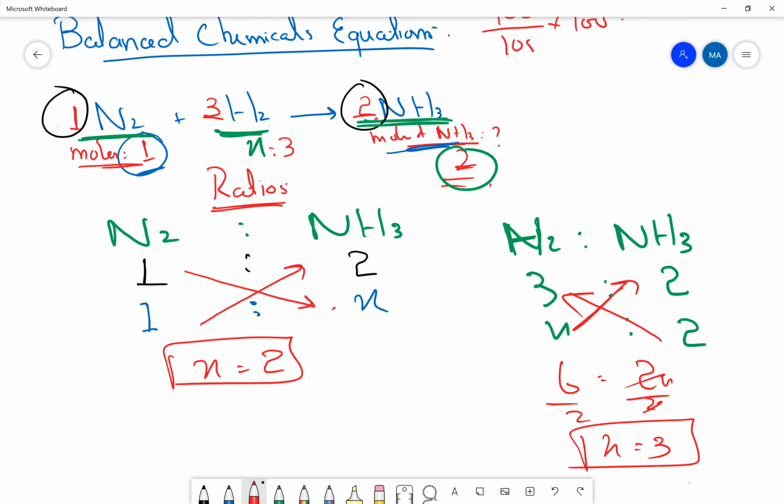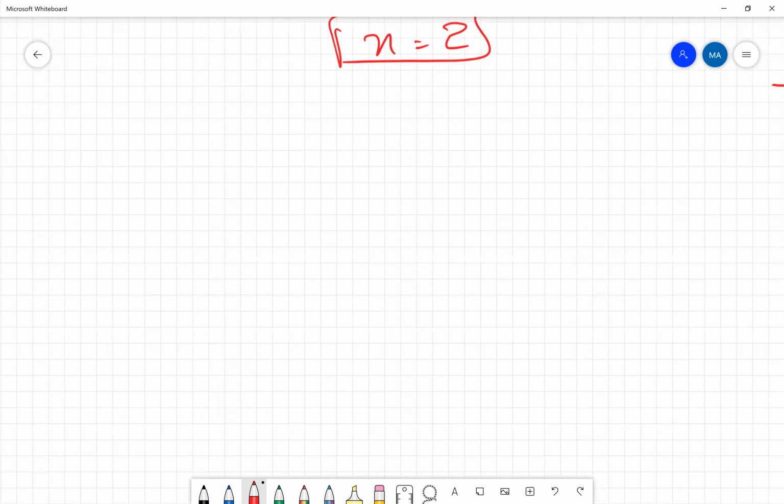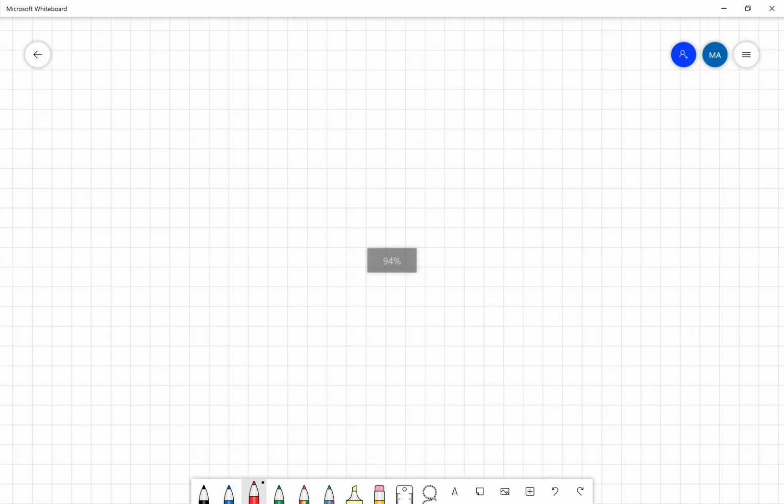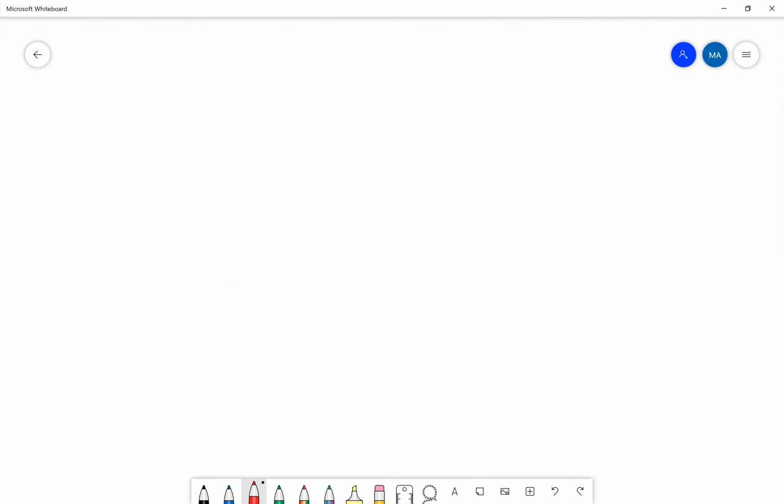Got it? Yes. I'm going to give you a few example questions now regarding the same balancing technique. And you'll be using these ratios to figure out the unknown values here. And the equations are unbalanced. You need to balance these first.